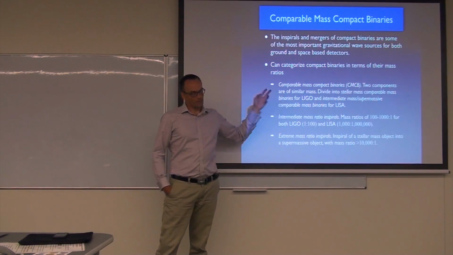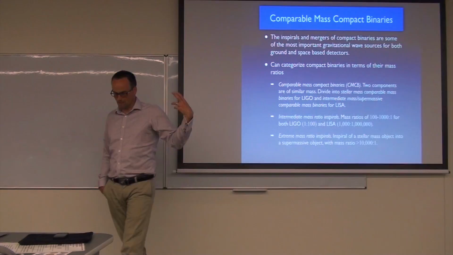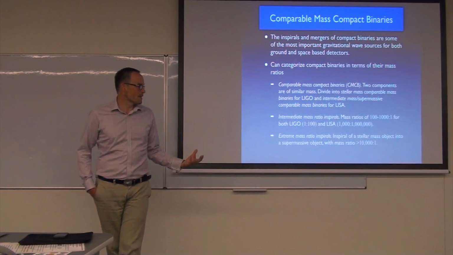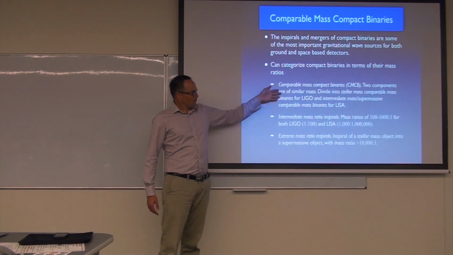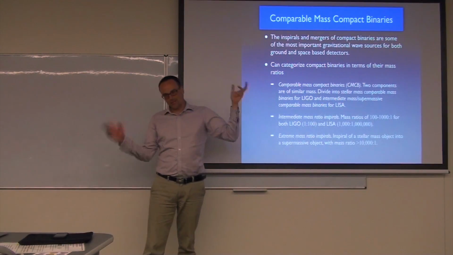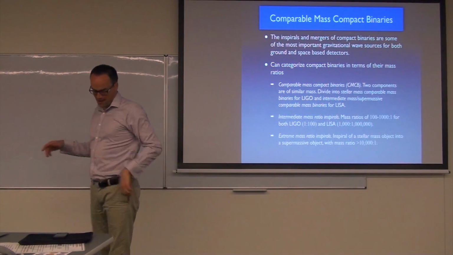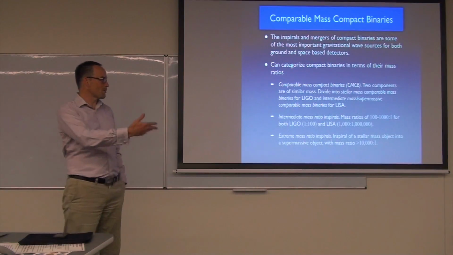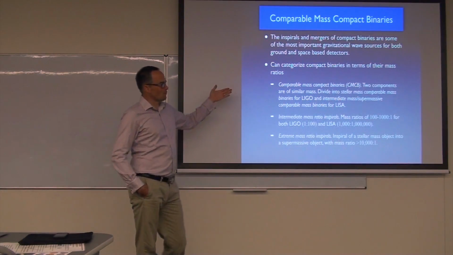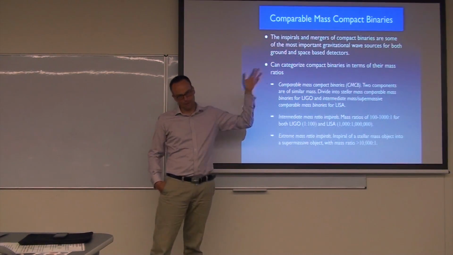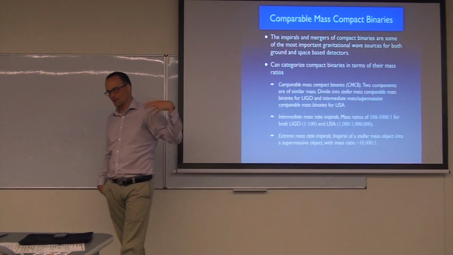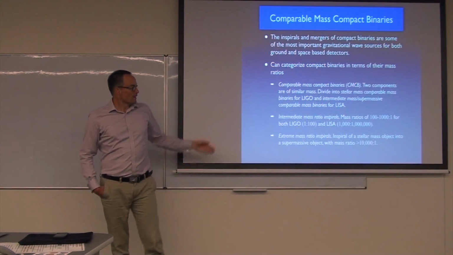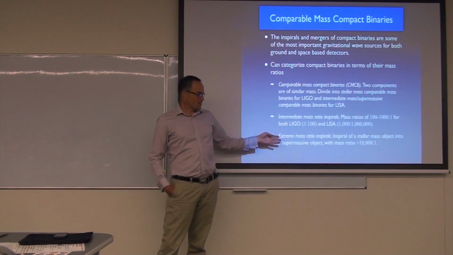These are sources for LIGO when the two objects are formed from stars, so they have mass that's comparable to the mass of the Sun or a few tens of the mass of the Sun. And there'll also be sources for LISA, but then the black holes are much bigger, more like 1 million times the mass of the Sun. But the key thing is that when the two objects have similar mass, we'll call them comparable mass binaries, and from a modeling perspective, you're then looking at using numerical relativity or post-Newtonian theory in order to model the waveforms.